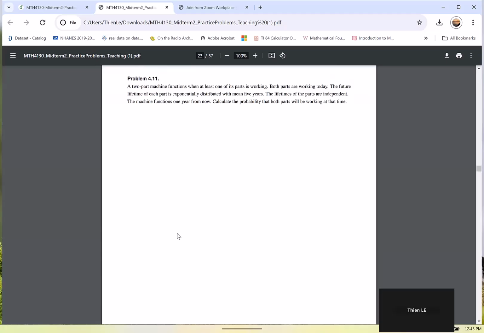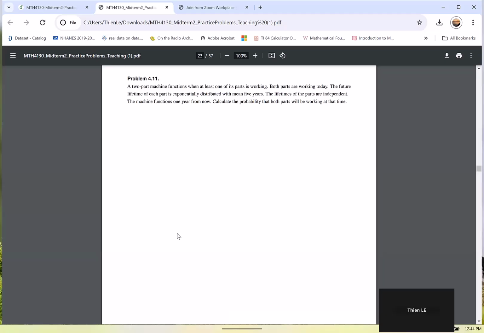Problem 11: a two-part machine functions when at least one part is working. Both parts are working today. The future lifetime of each part is exponentially distributed with mean 5 years. The lifetimes of the parts are independent. The machine functions 1 year from now. Calculate the probability that both parts will be working at that time.